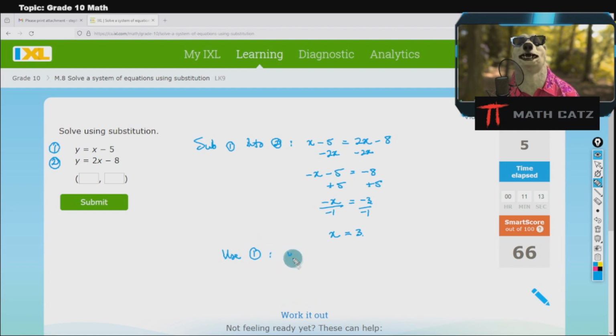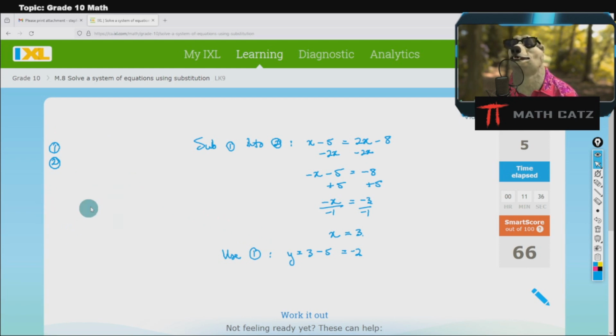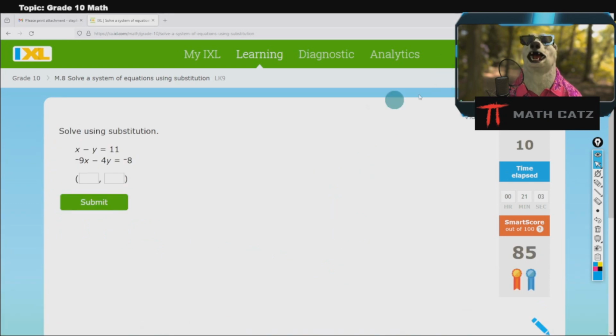To find the corresponding value of y, when x is 3, y is 3 minus 5, because I just plug in 3 for x, and I get a negative 2. So now I'm ready to put in my answer. X is first, 3. Y is next, which was negative 2. Let's submit that.